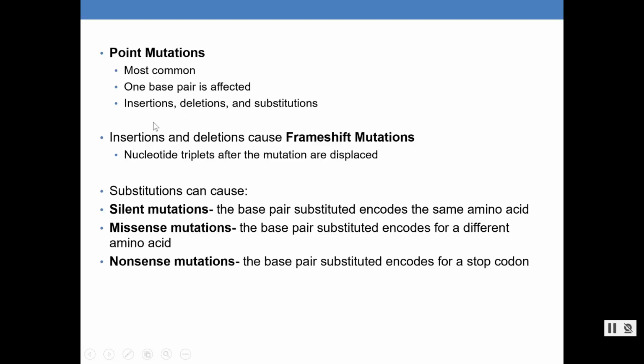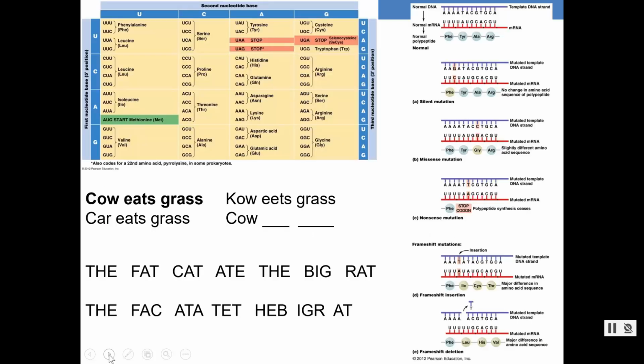Now, you can categorize these mutations based on their outcomes. When you have an insertion or deletion, you're going to end up with a frame shift. We'll talk about that in a minute. If you have a substitution, you're going to end up with a different set of outcomes: silent mutations, missense mutations, or nonsense mutations. Let's skip to the next slide and look at these in more detail. It'll help you understand it.